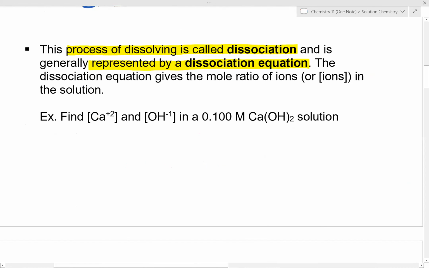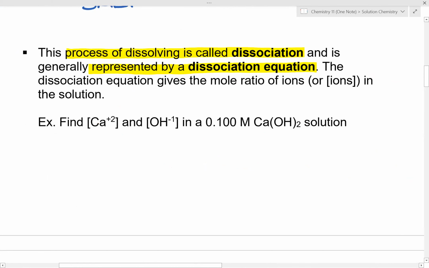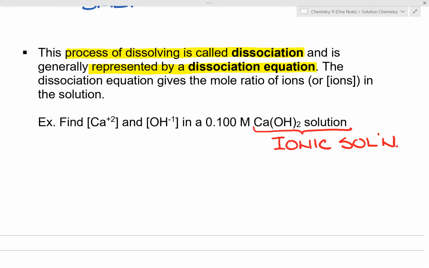Now, the dissociation equation gives us the mole ratio of ions, or concentration of ions in solution. So let's say, for example, I want you to find the concentration of calcium 2+ and the concentration of hydroxide in a 0.1 molar calcium hydroxide solution. Now, the first thing you need to recognize is this is an ionic solution. Calcium is a metal, hydroxide is a non-metal, so it breaks apart into calcium and hydroxide.